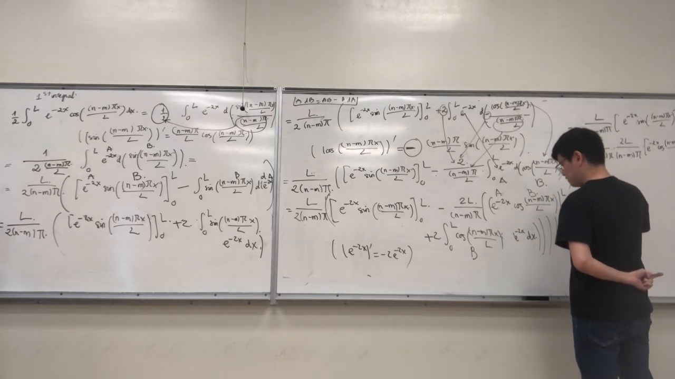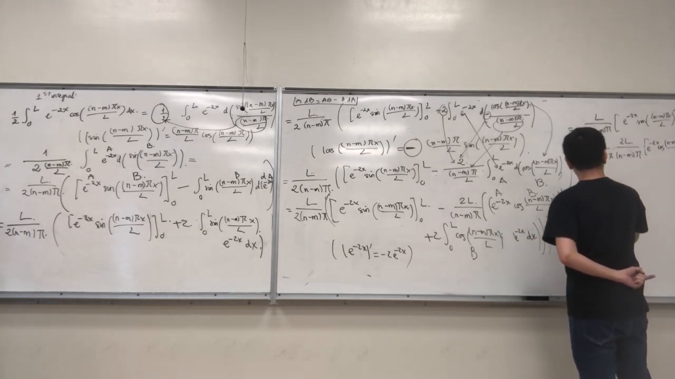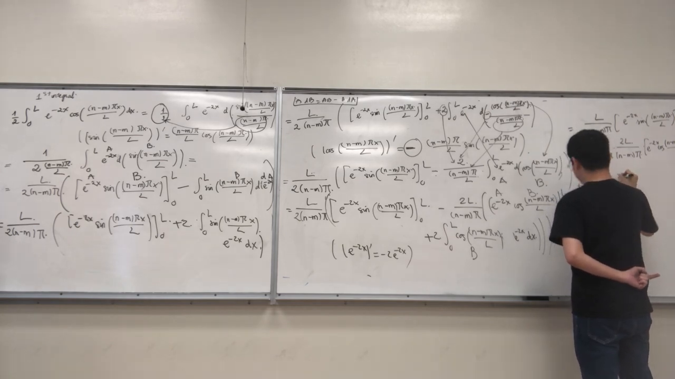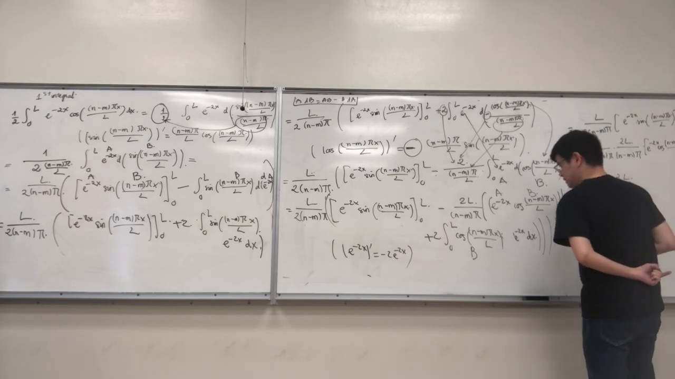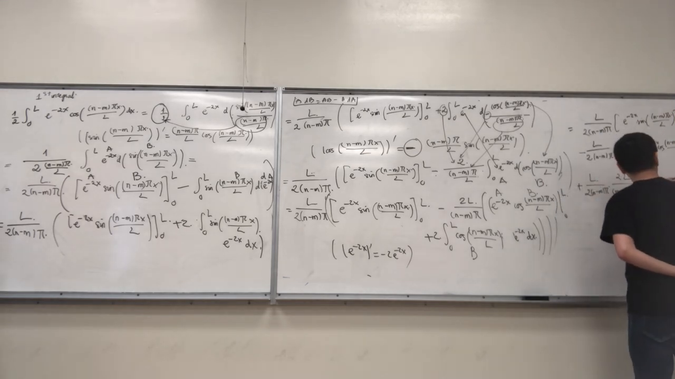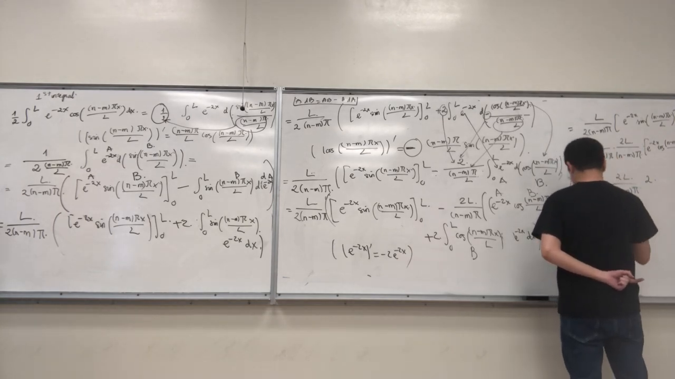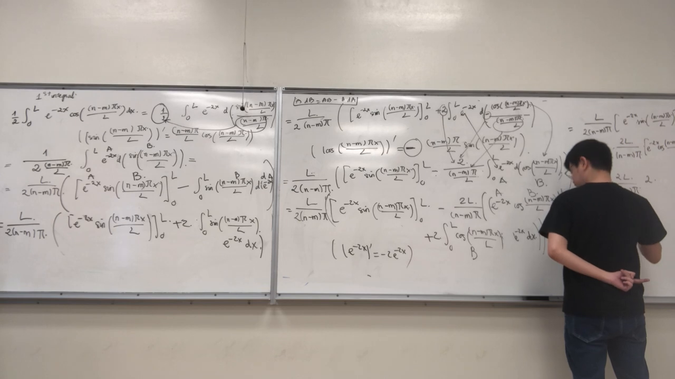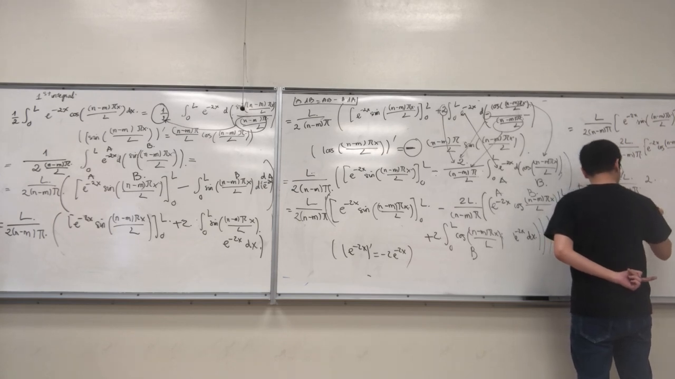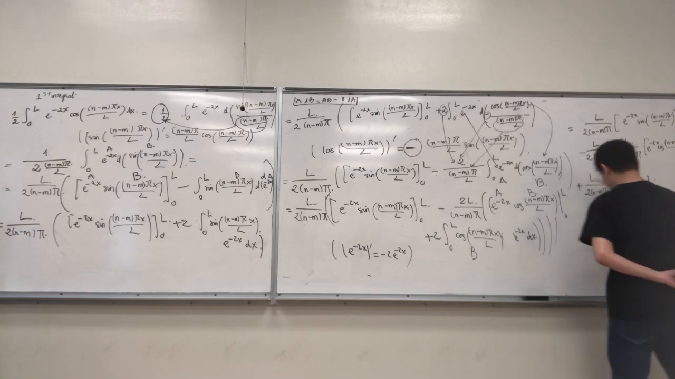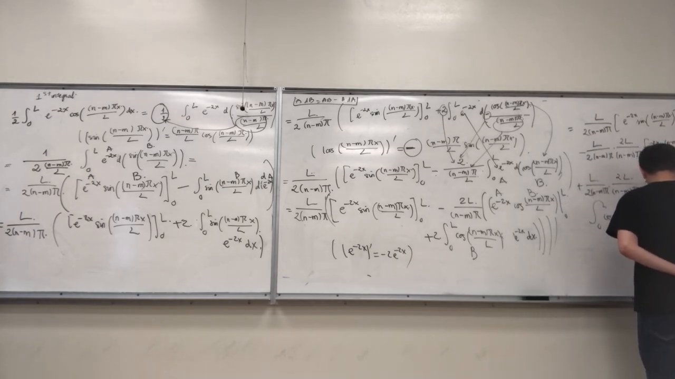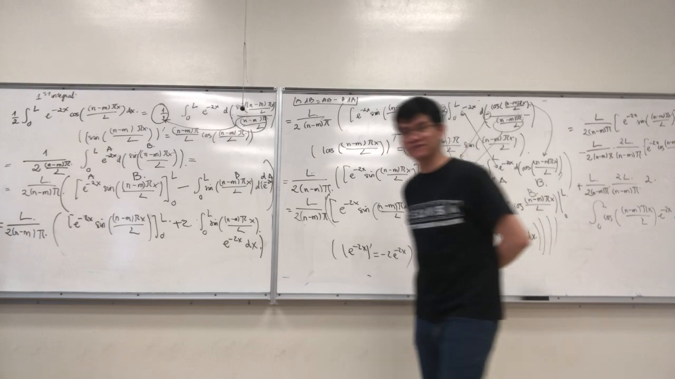And then you're going to have plus L over 2(n minus m pi) times 2L over (n minus m pi) times 2 times the integral from 0 to L of cosine of (n minus m pi) x over L, exponential minus 2x dx. Right? So this is the final thing.